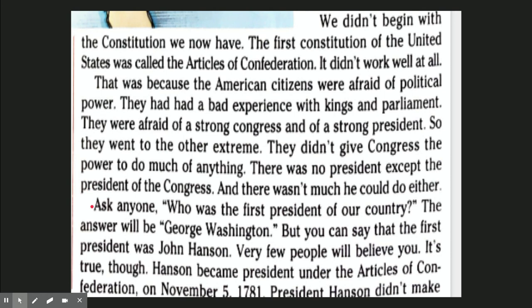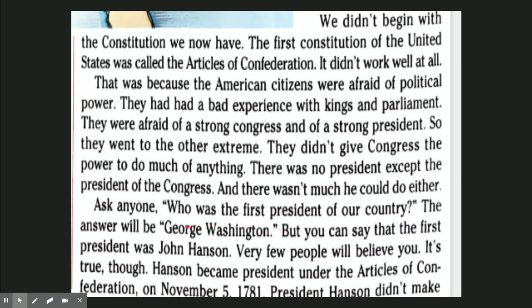Oh, this is one of the things that really annoys me about this book, this attempt at humor, but bad history. Ask anyone, who was the first president of our country? And the answer will be George Washington. That's because it is the correct answer. George Washington was the first president of our country. Don't believe anything you read if it tells you otherwise.